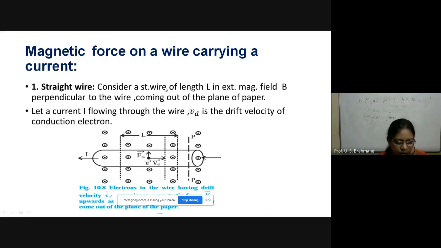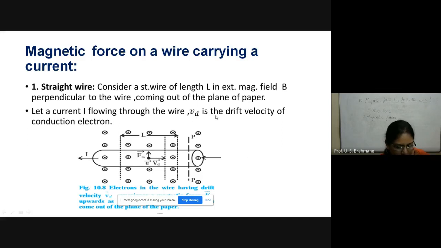Consider a straight wire of length L in an external magnetic field B, perpendicular to the wire, coming out of the plane of the paper. You can see that it is represented here. If you take this as a wire of length L and the current is moving in this direction, then the magnetic field, which is perpendicular, is shown by a circle and a dot. That means the field is coming towards us, out of the plane of the paper. So L is perpendicular to B. Now let the current flowing through the wire be I.